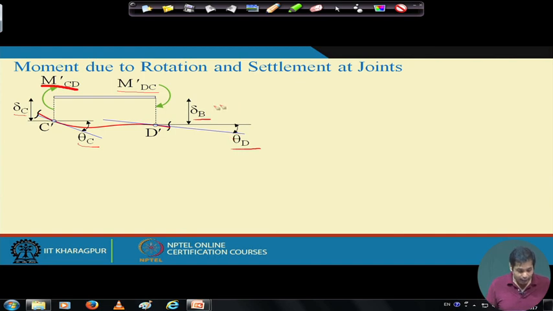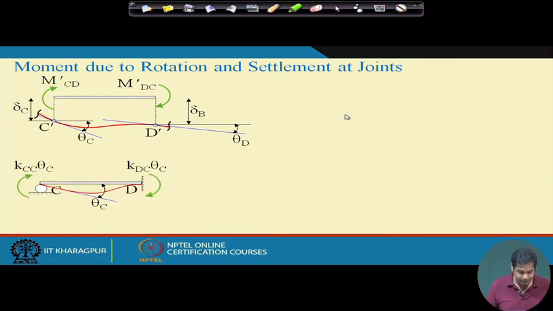Okay, so in M dash cd and M dash dc we have contribution mainly from three parts: theta c, theta d, and the relative support settlement, which is delta b minus delta c. Now let us first take the contribution from theta c.